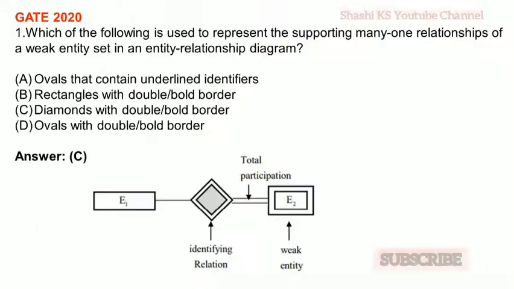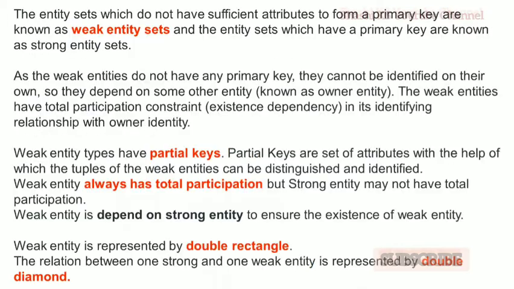Let's see the solutions. The first question is, which is used to represent the supporting many-to-one relationships of a weak entity set in an ER diagram. So here, the relationships are represented by double diamonds and the weak entity set is represented by a double rectangle. So the answer is option C here.